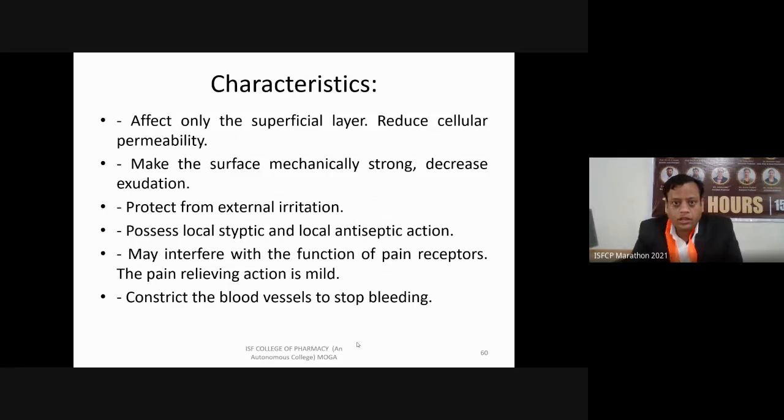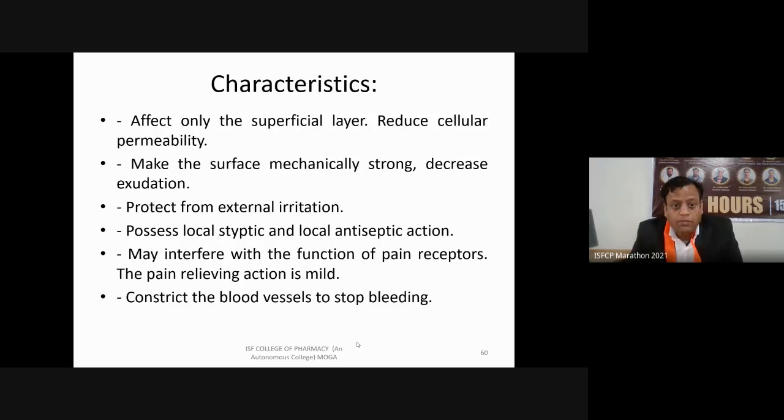So, what are the characteristics of astringents? They affect only the superficial layer. They reduce cellular permeability. They make the surface mechanically strong and decrease exudation. So they mechanically strengthen the outer surface topically. They also protect from external irritation.